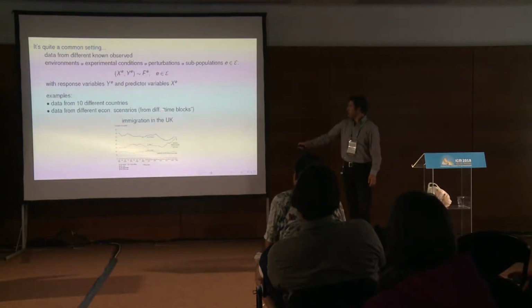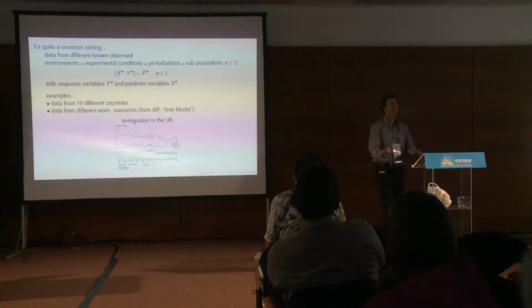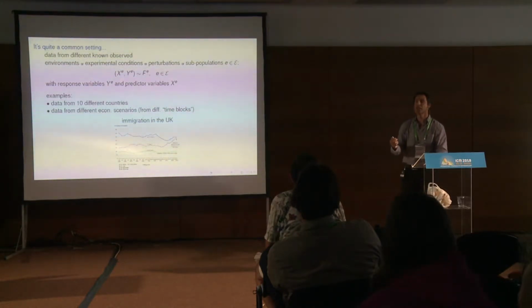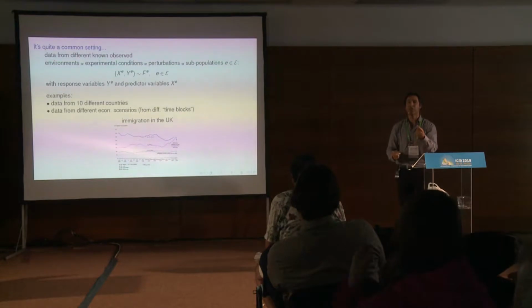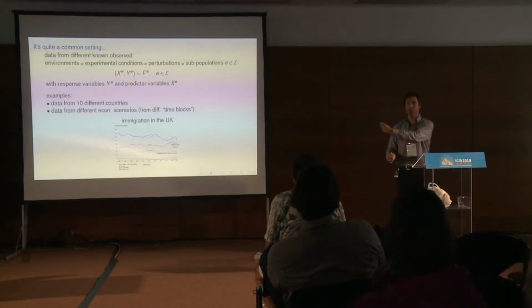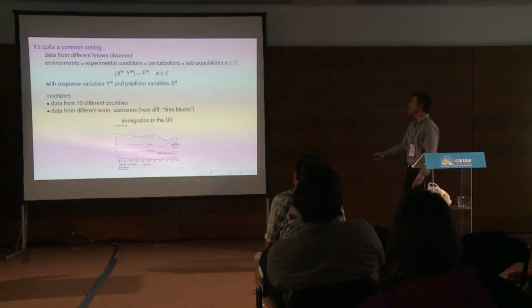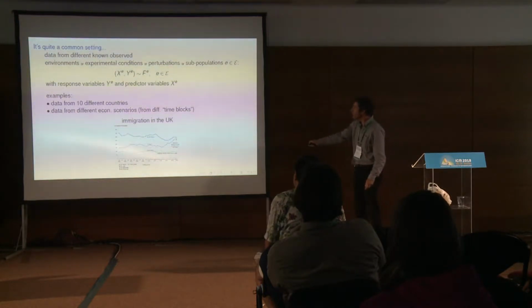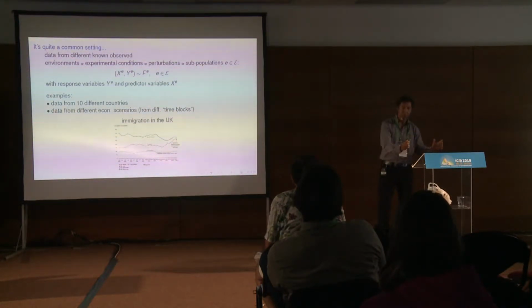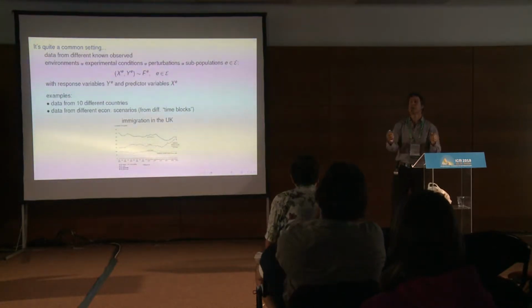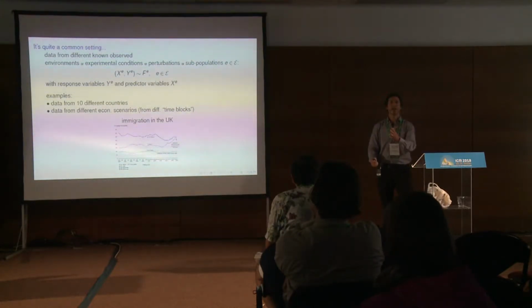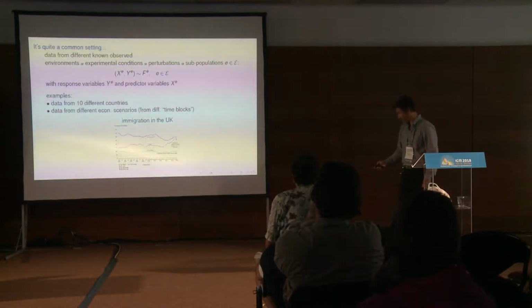Simple examples, you can think of, you have data from 10 different countries, you encode these countries with your subpopulation or environments. E is 1, 2, up to 10. Or you can think of different economical scenarios. Now the different environments are different time regimes in the data. Typically these are blocks of consecutive observations, and I have various different environments.